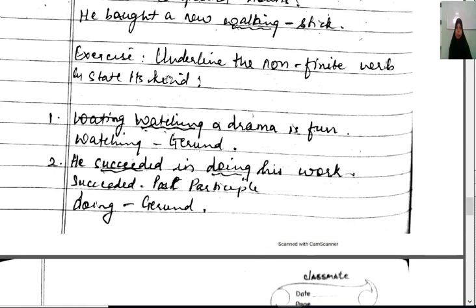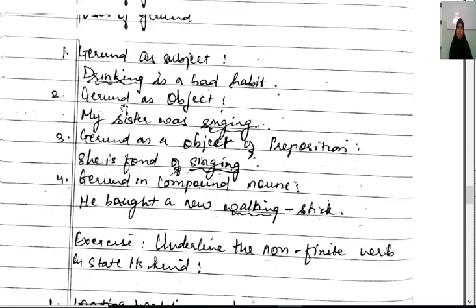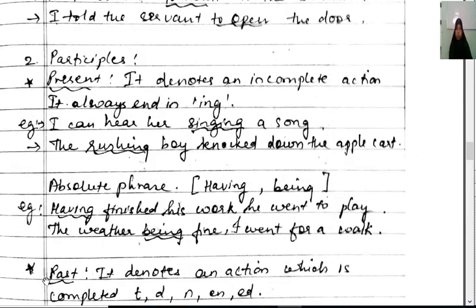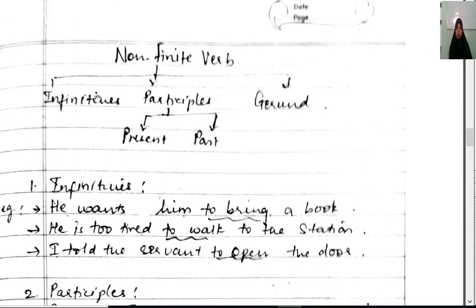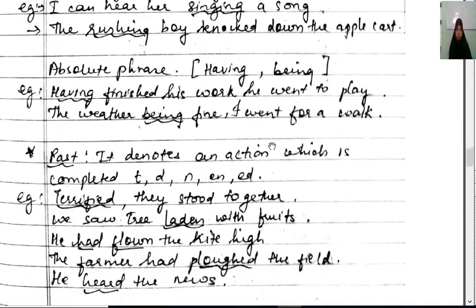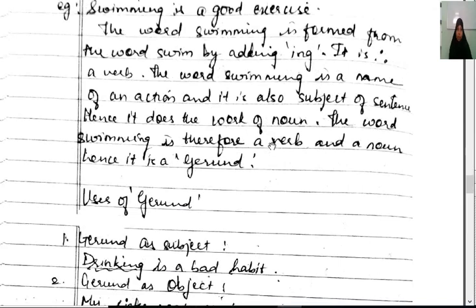Now we will see an exercise. Underline the non-finite verb and state its kind. Now you know the three kinds of non-finite verbs. They are infinitive, participle, in which we have two types, present participle and past participle, and the third one is gerund. When they ask you to underline the non-finite verb and state its kind, you should know what is infinitive, present participle, past participle, and gerund. I have told you how to identify them. Now we are going to do sentences for practice.